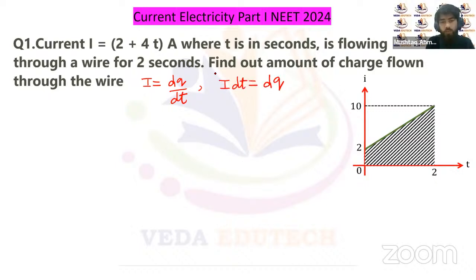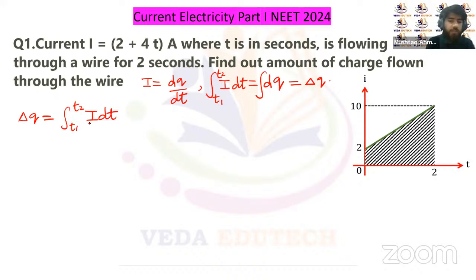Now if we integrate on both sides with proper limits, let's suppose from time t1 to t2, then the charge flown will be equal to delta Q. So the amount of charge flown through the circuit will be given by the integral from t1 to t2 of I dt. If we integrate this current function with respect to time, we'll get the total amount of charge flown.